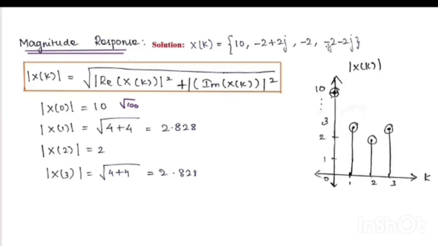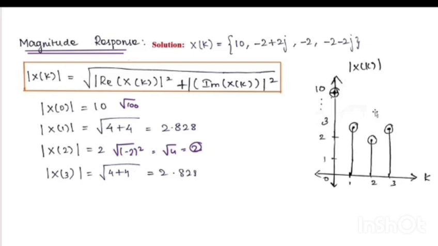And finally here minus 2 in the third term, that is in the second term x of 2, we know that that is nothing but minus 2 here. When I'm going to substitute it here, there is no imaginary values there, so it will be like root of minus 2 the whole square, that is nothing but root of 4. We will end up with 2 here. Now finally x of 3, minus 2 is real value, so minus 2 the whole square is 4 again. In imaginary value it is minus 2 again, so minus 2 the whole square is again 4. So root of 4 plus 4 is nothing but 2.828.